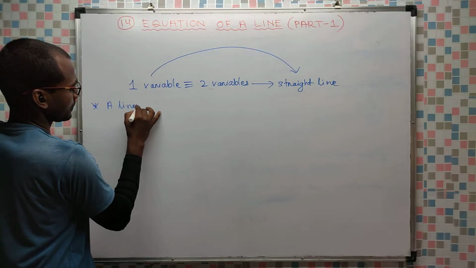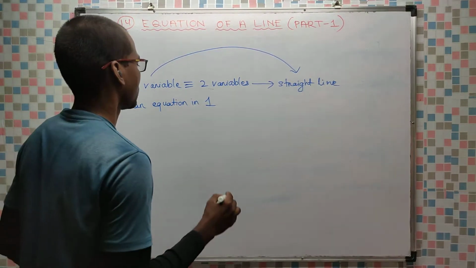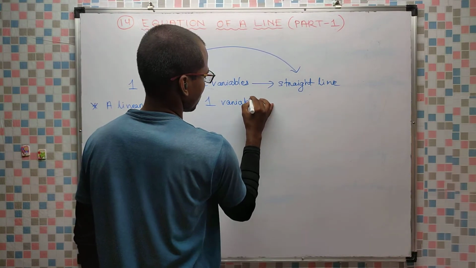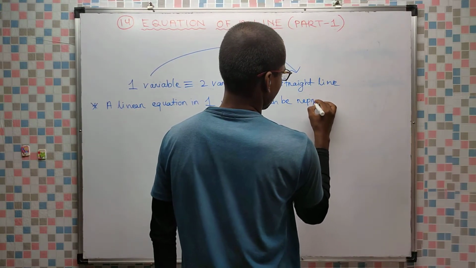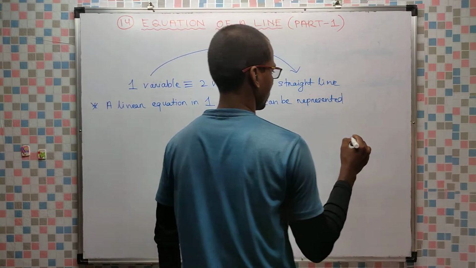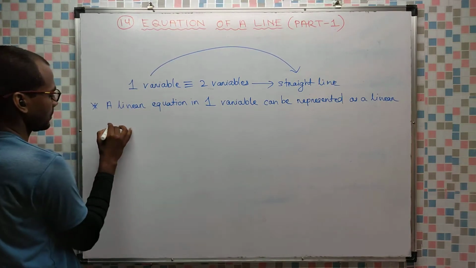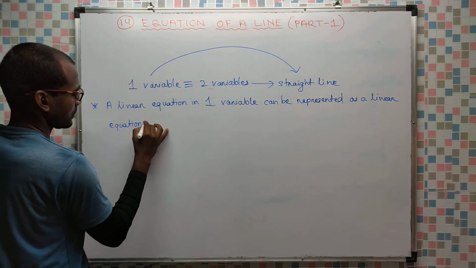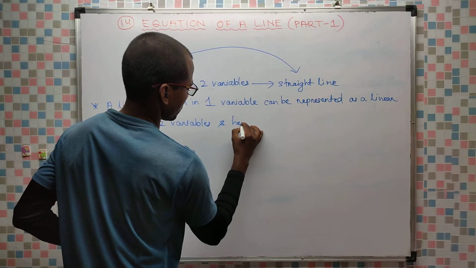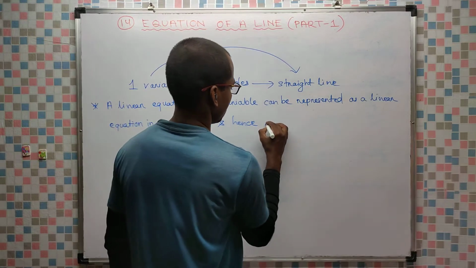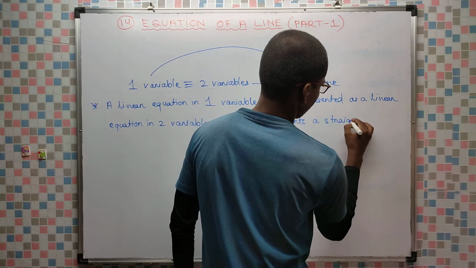A linear equation in one variable, you can write this: a linear equation in one variable can be represented or modified into a linear equation in two variables, and hence represents a straight line.